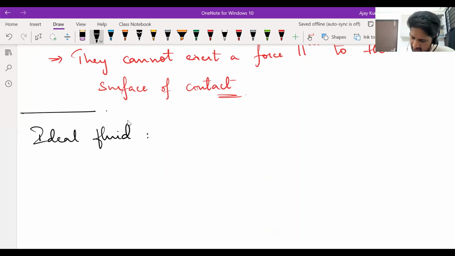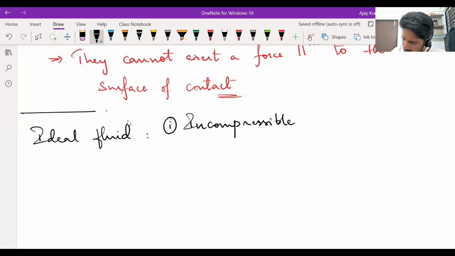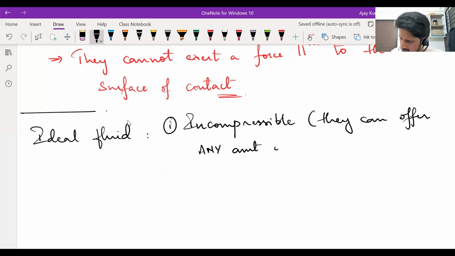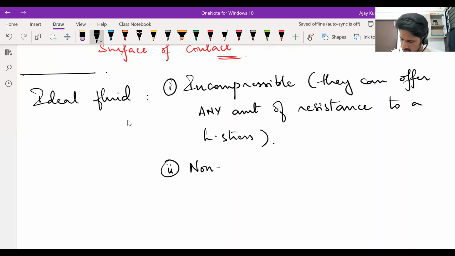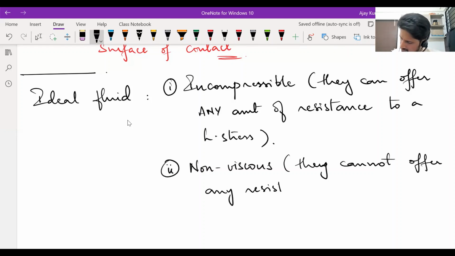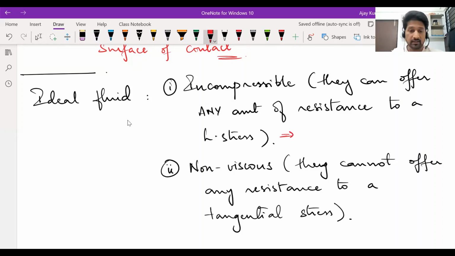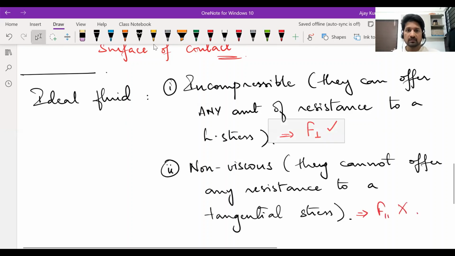Right. So let's summarize the idea of an ideal fluid. First is that it is incompressible. Any amount of resistance to a longitudinal stress is absent. Second, it means absolutely free flowing. That means they cannot offer any resistance to a tangential stress. It also means that the fluid can exert force perpendicular to the surface of contact. An ideal fluid being non-viscous means they cannot exert any force parallel to the surface of contact. This will help us in determining what happens to a fluid system.